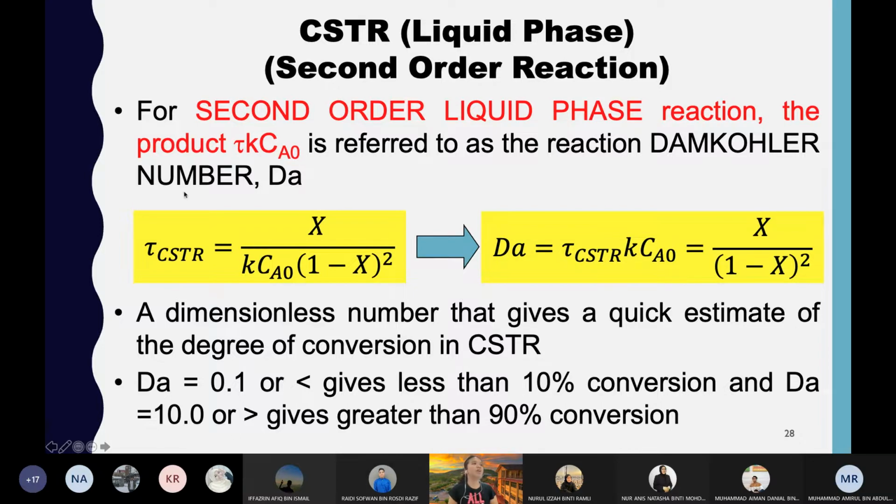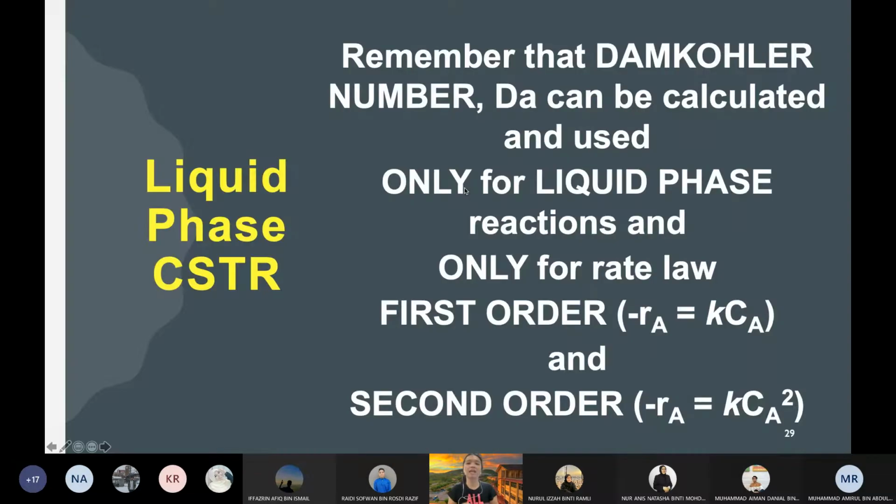Okay, so done on Damkohler number. So if you realize Damkohler number ni very powerful, tetapi limitation dia hanya kepada 2 senario sahaja. Either I'm using CSTR liquid first order or CSTR liquid second order. The rest dah tak boleh guna Damkohler number dah. Dia dah tak boleh diguna aplikasi this prediction tu, dah tak valid untuk any other cases.